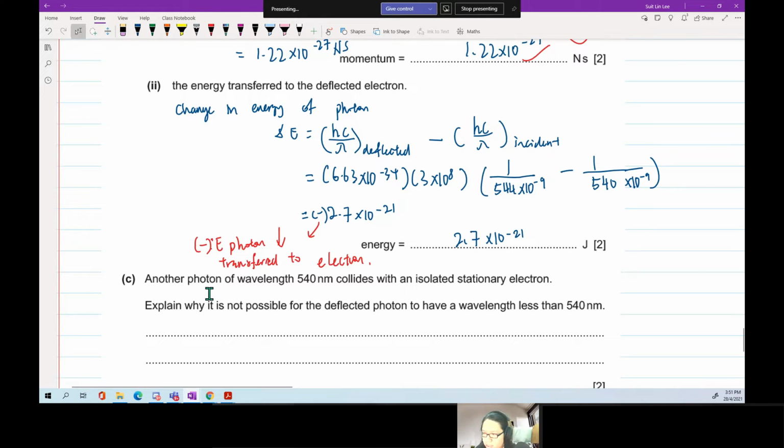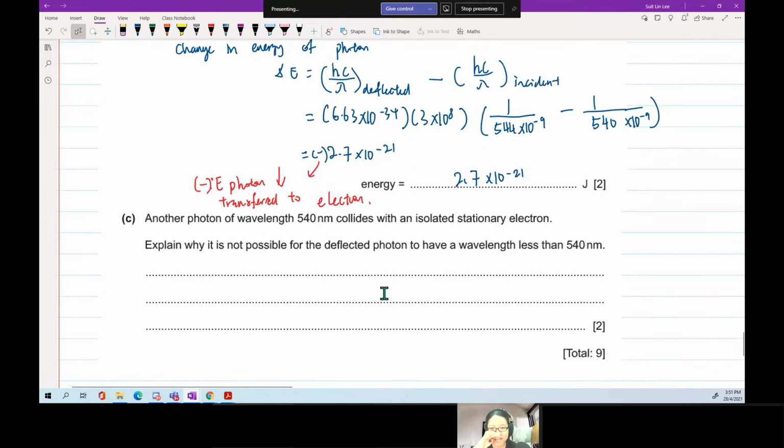Another photon of the same wavelength 540 collide with an isolated stationary electron. Explain why it is not possible for the photon to have wavelength less than 540. Like for example, 544 is greater than 540. Of course cannot. Because if you have wavelength less than 540, it means that the deflected photon must have more energy. Cannot, because we cannot create more energy. So I would say that the deflected photon must always have less energy after collision.